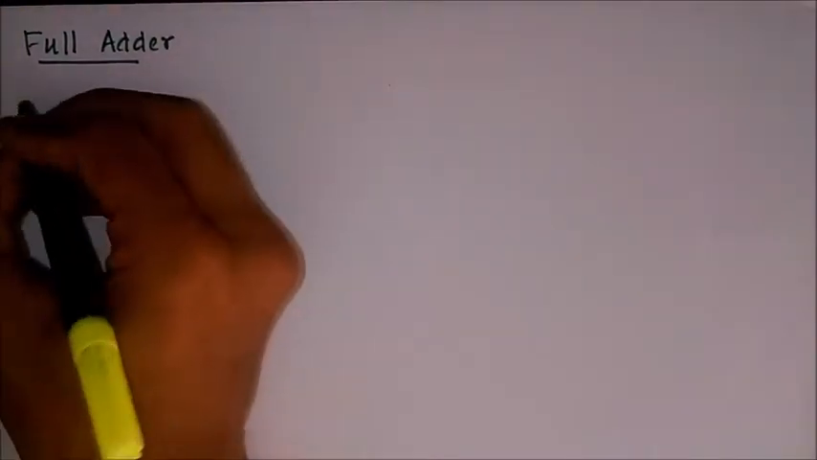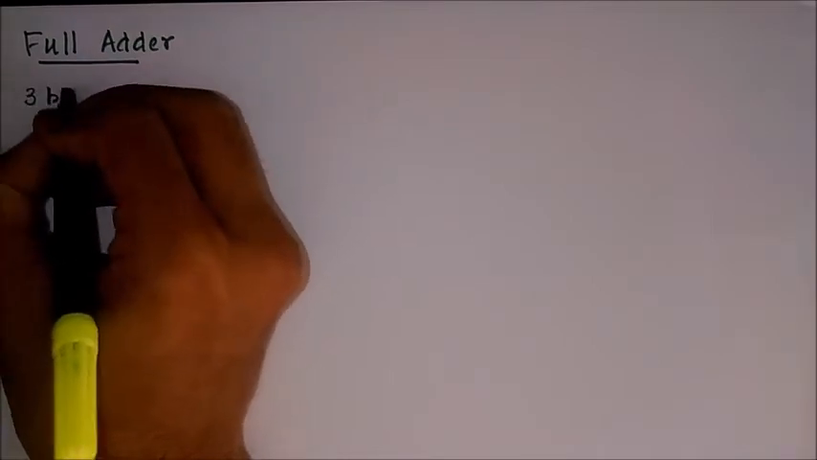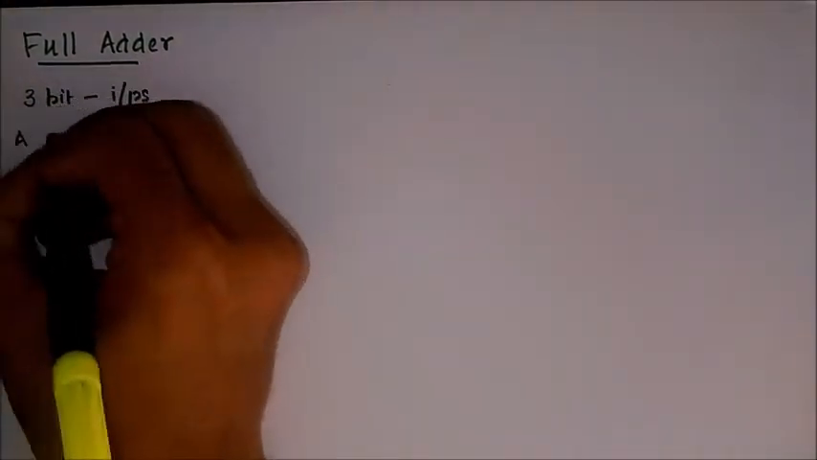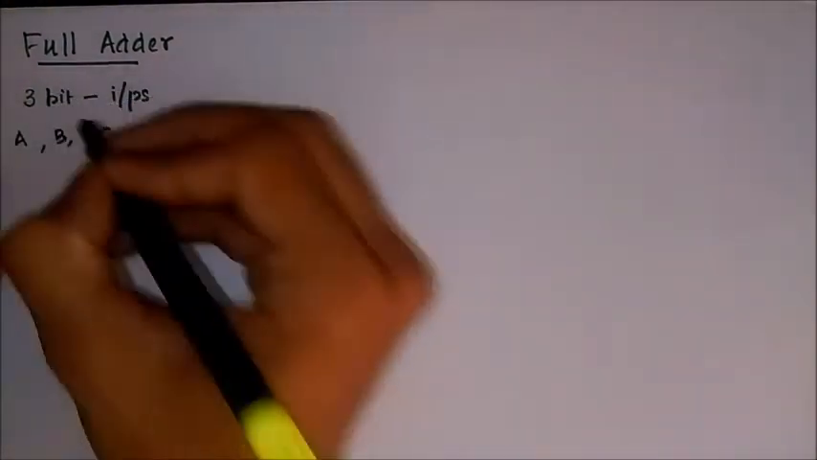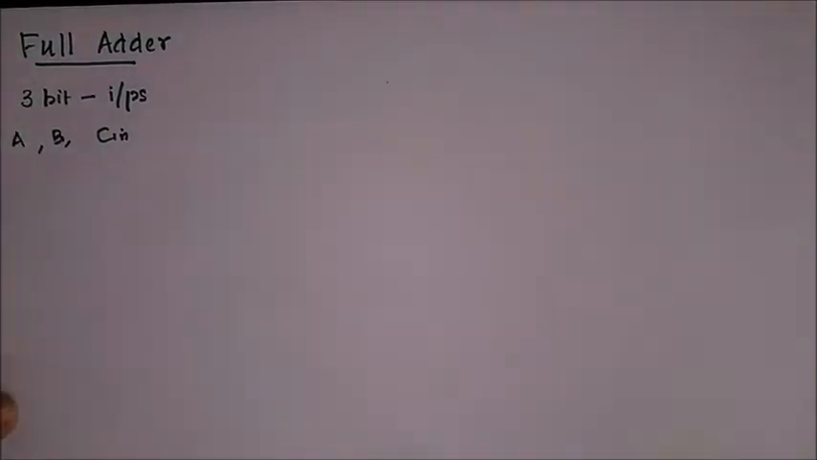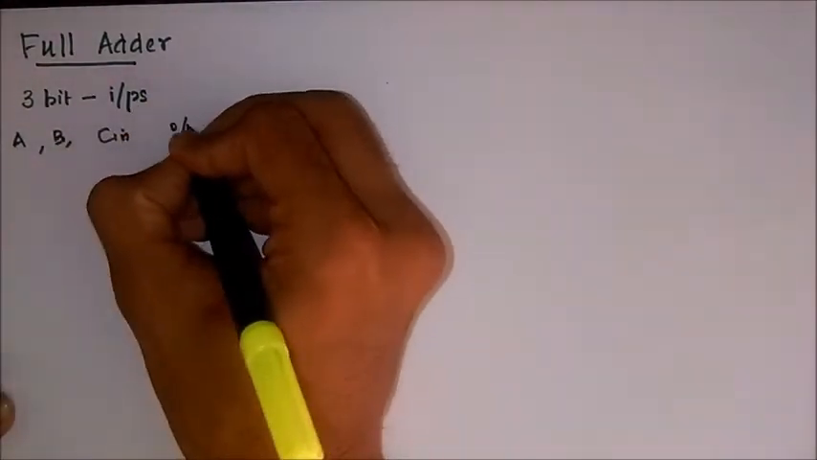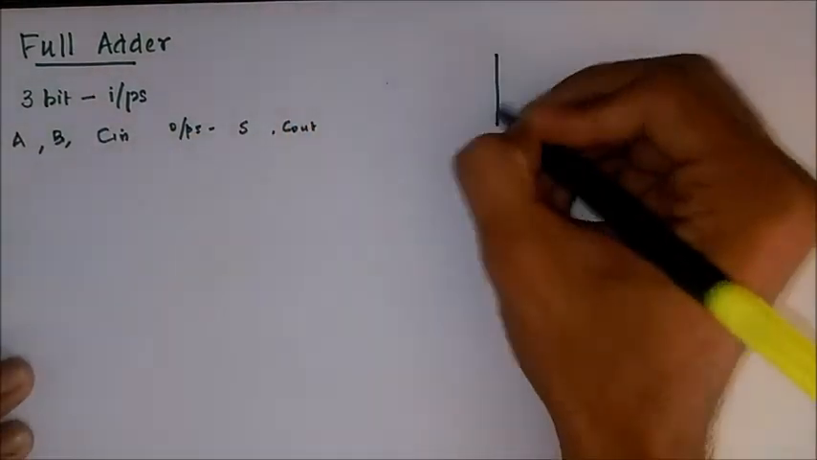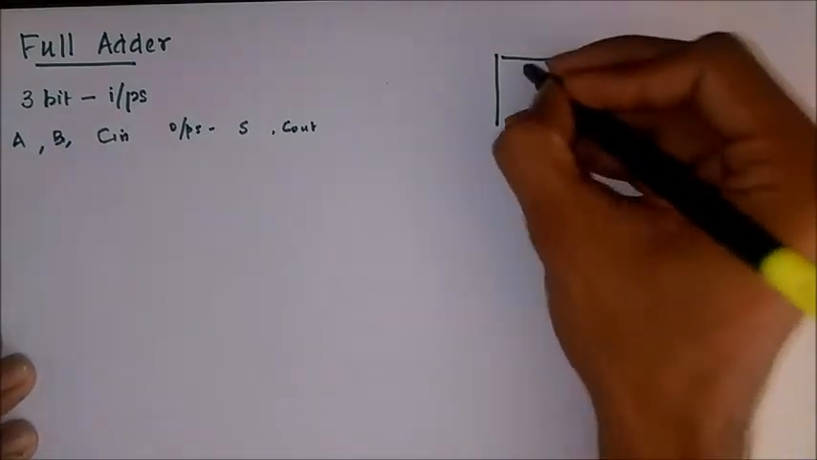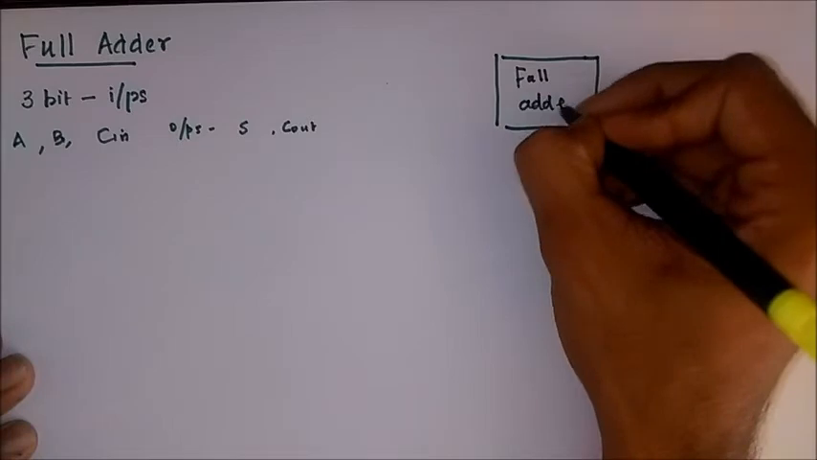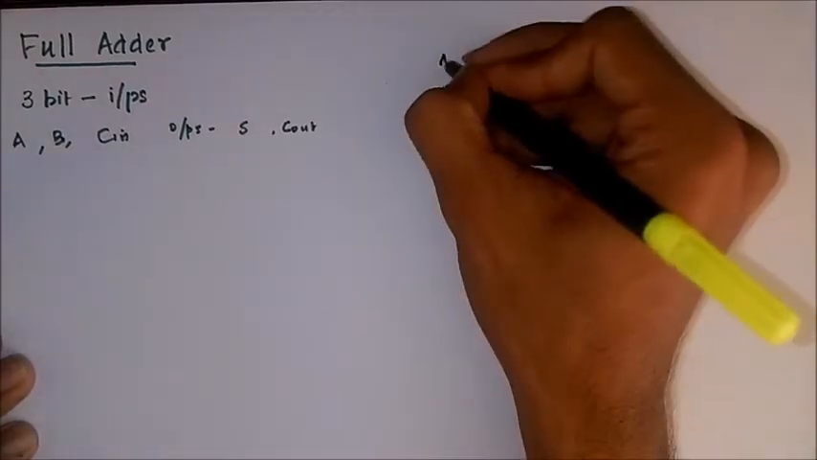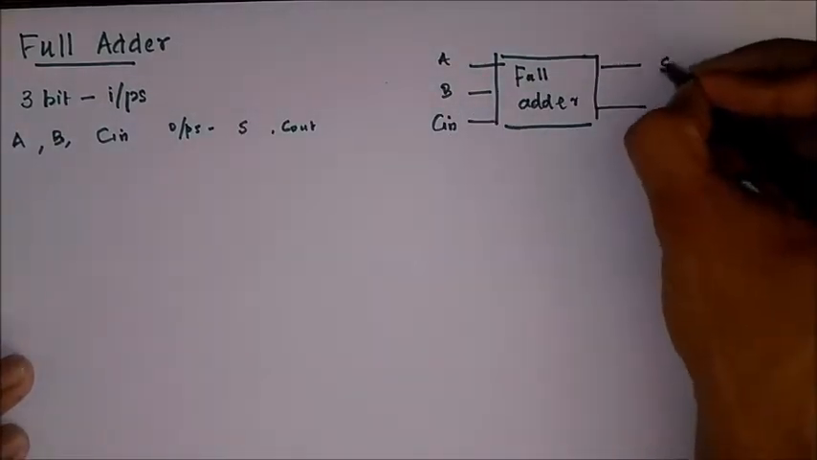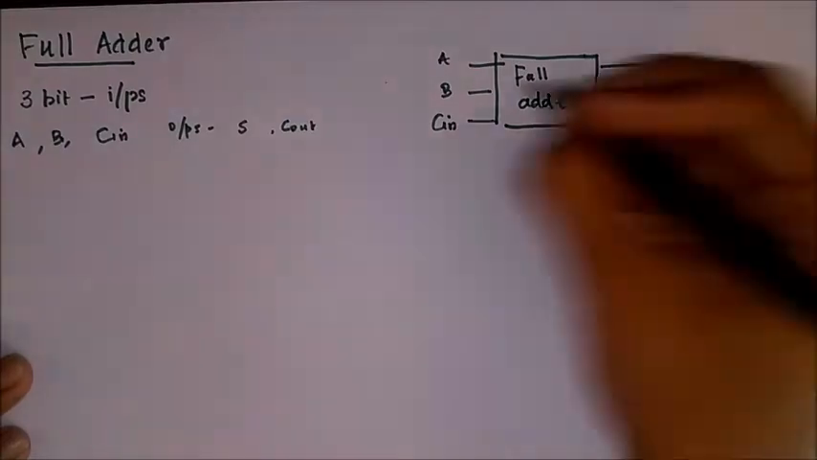For the full adder circuit, there are three single bit inputs given, and that is A, B and carry in. We get outputs as sum and carry out. So if this block diagram represents the circuit of a full adder, then we give three inputs A, B and C in. From this we get two outputs, that is sum and carry out.